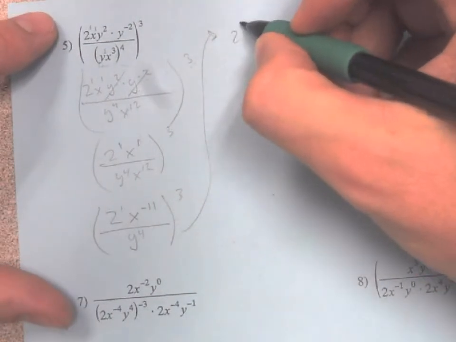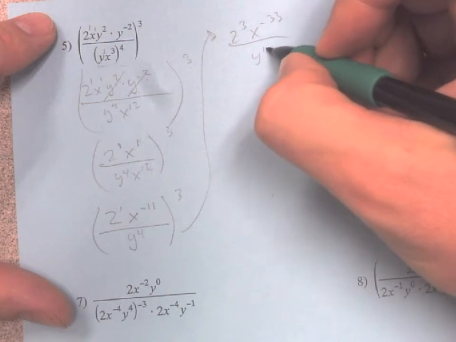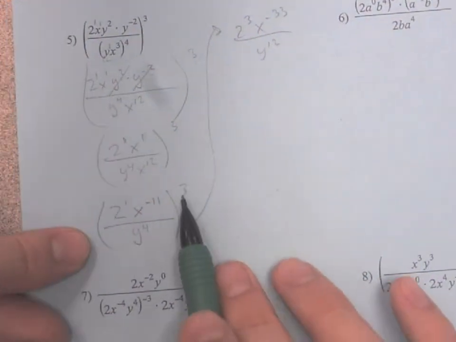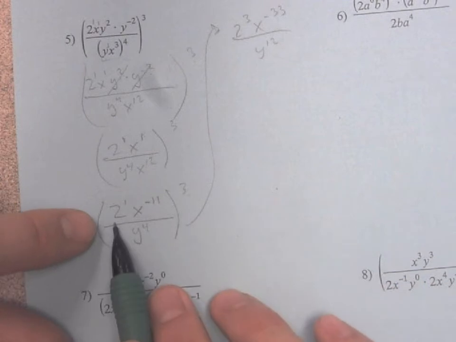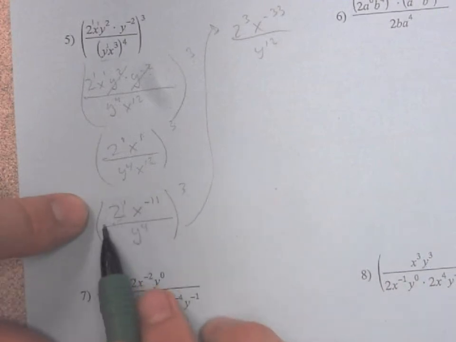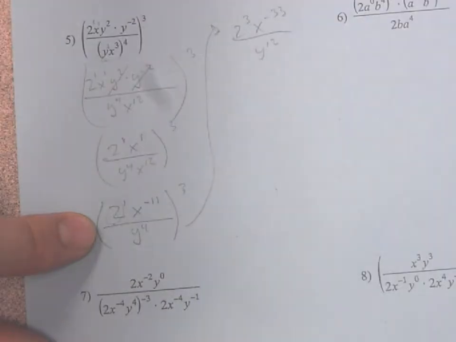So we got 2 to the 3, x to the negative 33, and then y to the 12th. Again, we're multiplying exponents here. So be careful, we don't want 3 to the 2, or 3 times 2, that would give us 6. We're not multiplying this number, which we call a coefficient. We're multiplying the exponent. 2 to the 3 is actually 8.